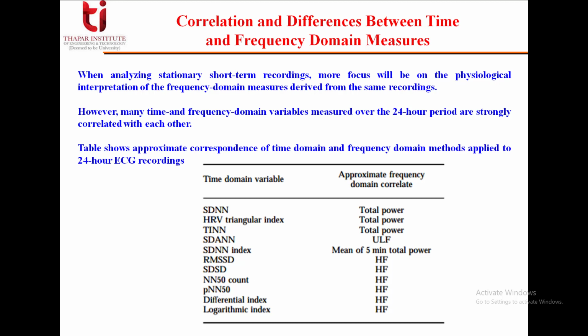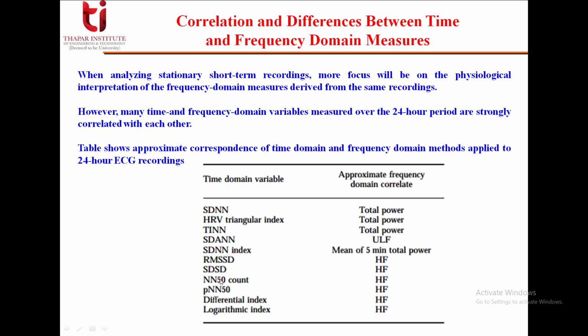This table basically shows the approximate correspondence of time domain and frequency domain methods applied to 24-hour ECG recordings. As you can see, we have the time domain variable SDNN, that is the standard deviation of NN intervals, which approximately correlates to total power. We have the HRV triangular index and TINN, also correlated with total power. Then we have SDANN, which is correlated to ULF. Then we have the SDNN index, which is correlated with the mean of 5 minutes total power.